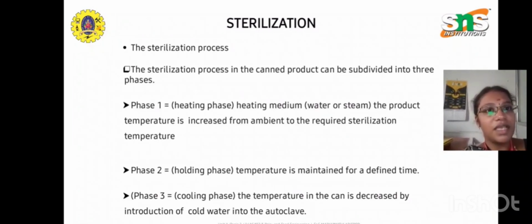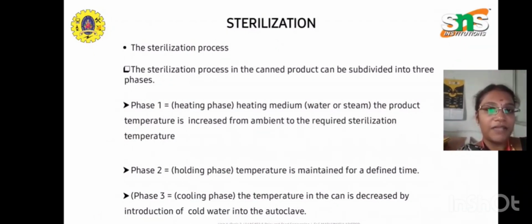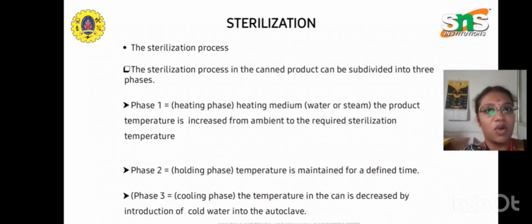The three phases are the heating phase, holding, and the cooling phase. In the heating phase, with the heating medium, either water or steam, the product temperature is increased from ambient to the required sterilization temperature. In phase 2, the holding, the temperature is held for a defined time. In the cooling phase, the temperature in the can is decreased by the introduction of cold water.